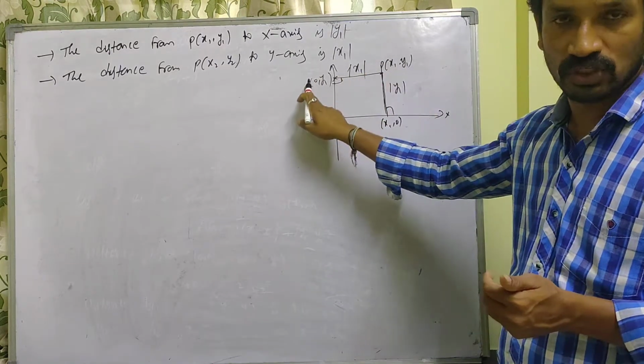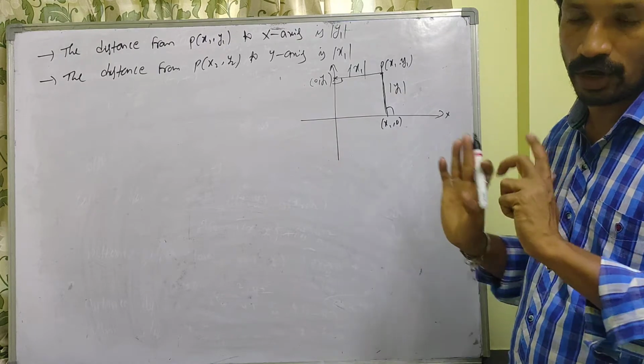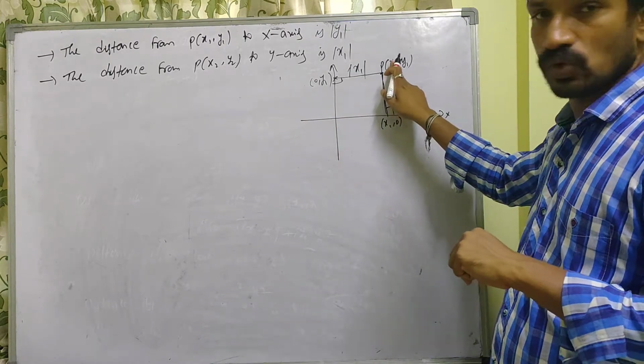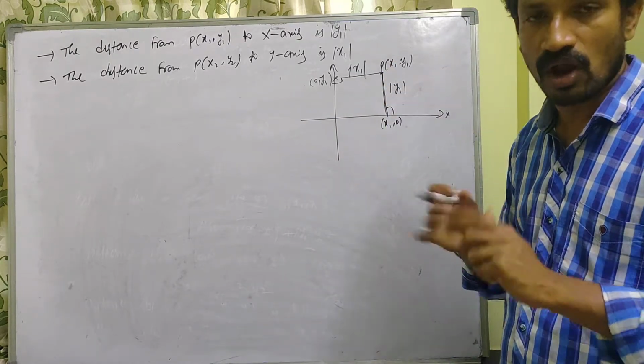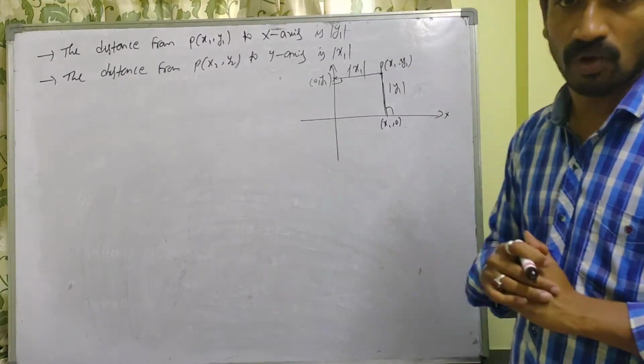This point may be in the first quadrant, second quadrant, third quadrant, or fourth quadrant, whatever it may be. It is either positive or negative, so we just take the modulus. So the distance will always be positive only.